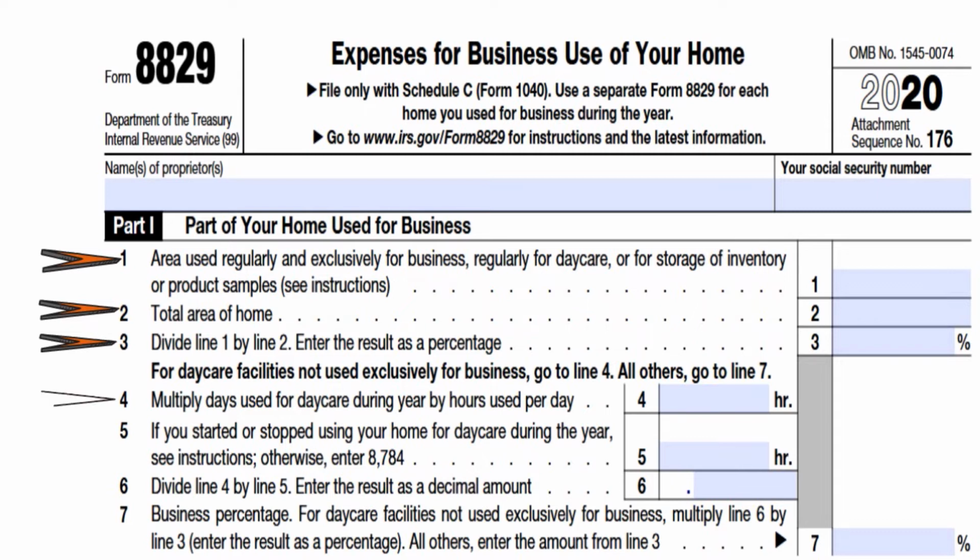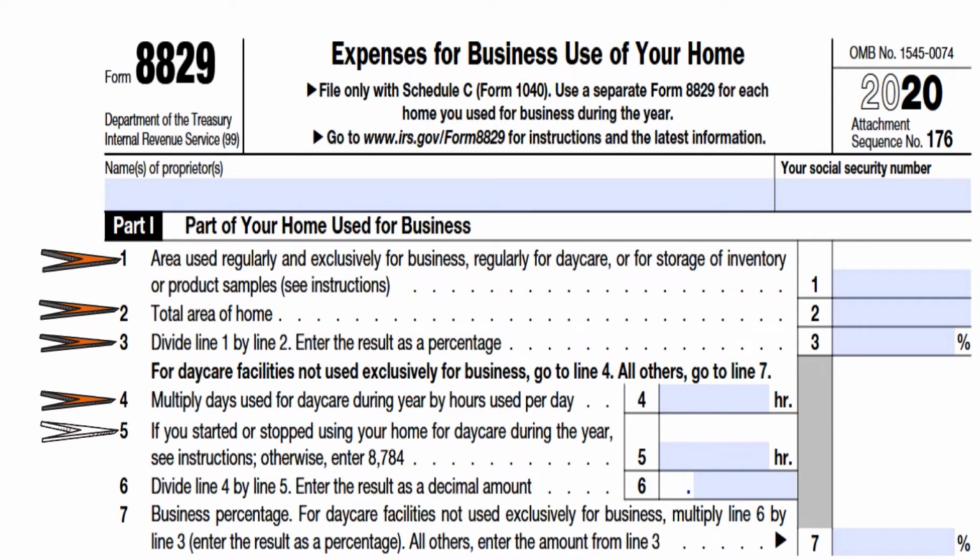Line 4, so if your home is a daycare center, you want to enter the number of hours during the tax year that you provide a daycare. You can find this number by multiplying the number of hours each day that you provide child care, and then multiplying that by the number of days you are open for business that year. And if your home business is not a daycare, just skip that line.